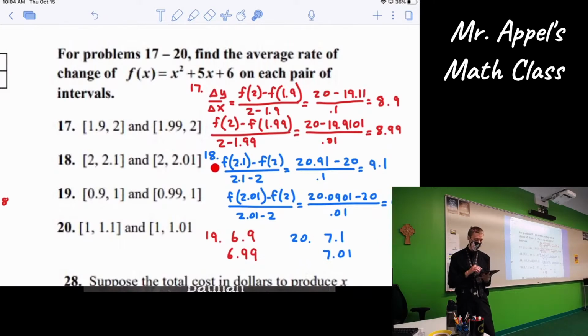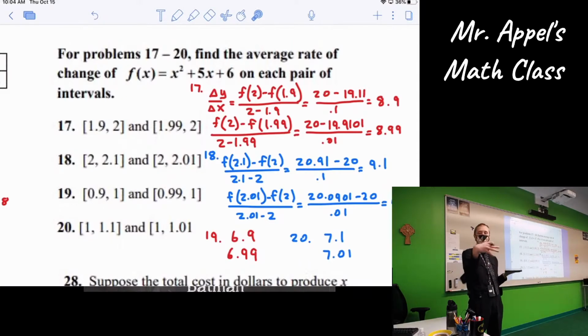Number 18, the first average rate of change is 9.1. The second gives you 9.01. And notice we went from 1.9 to 2. We got really, really close to 2, but slightly less than on 17. And on 18, we were just barely a little bit more than 2.